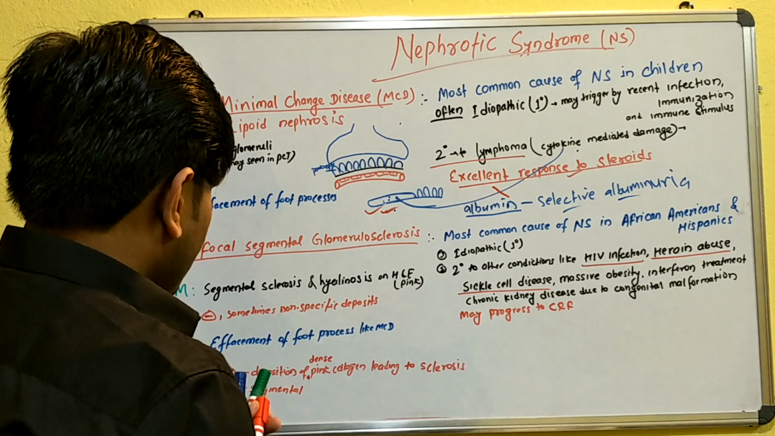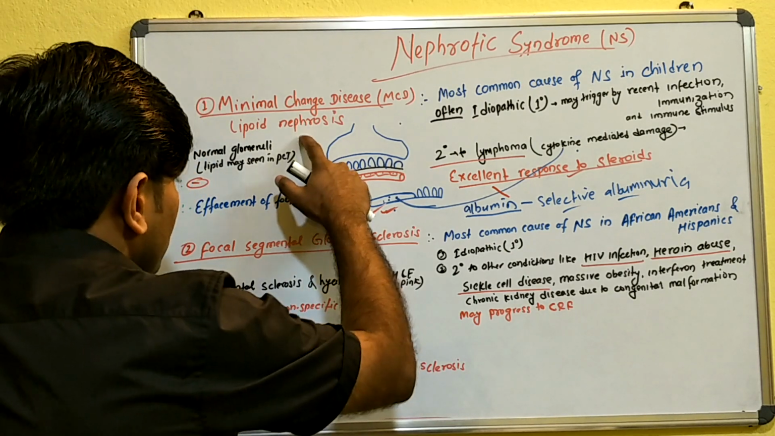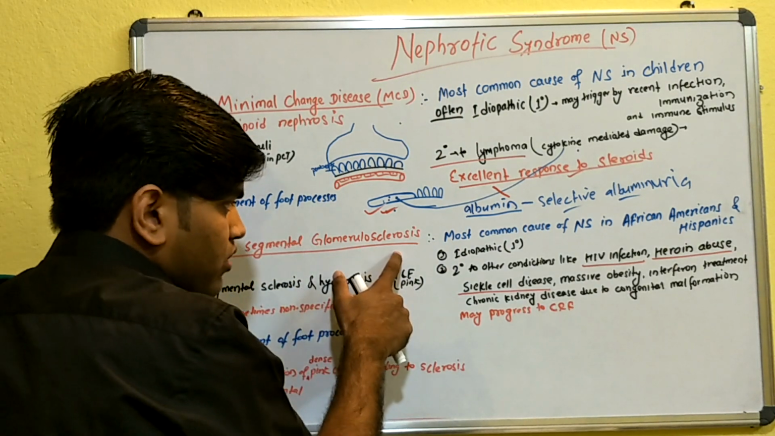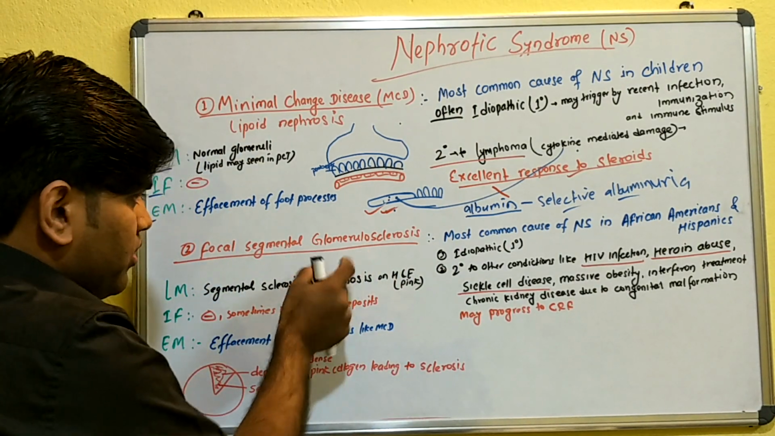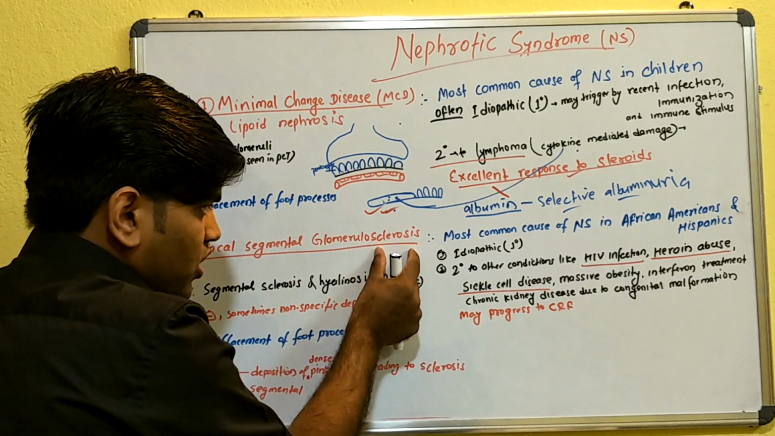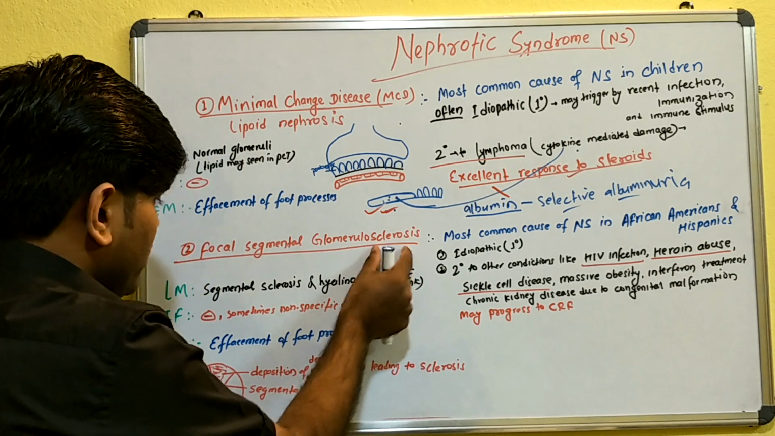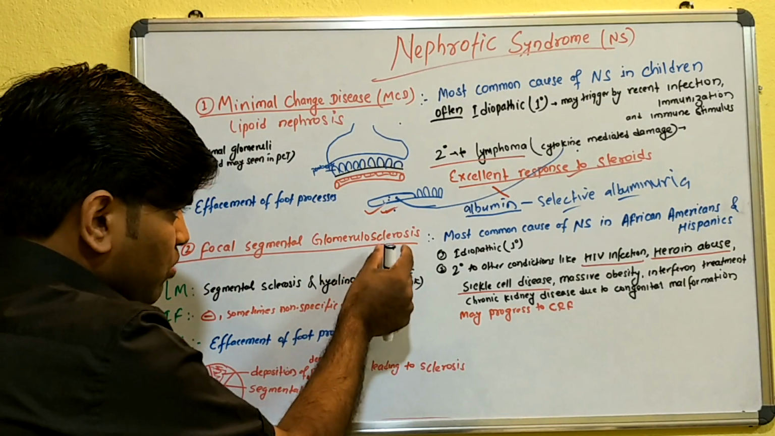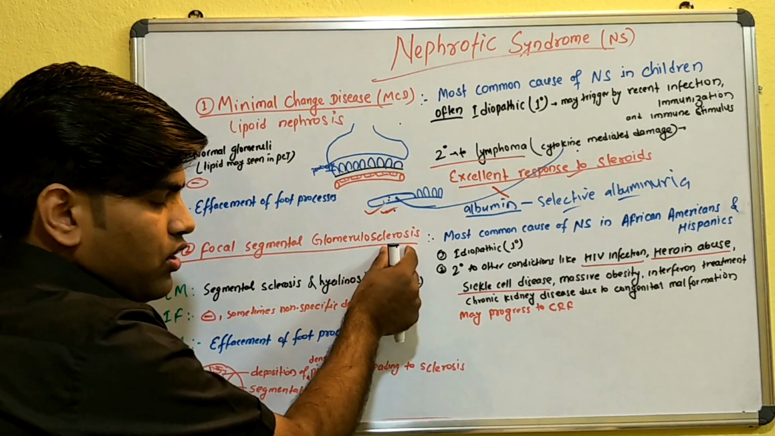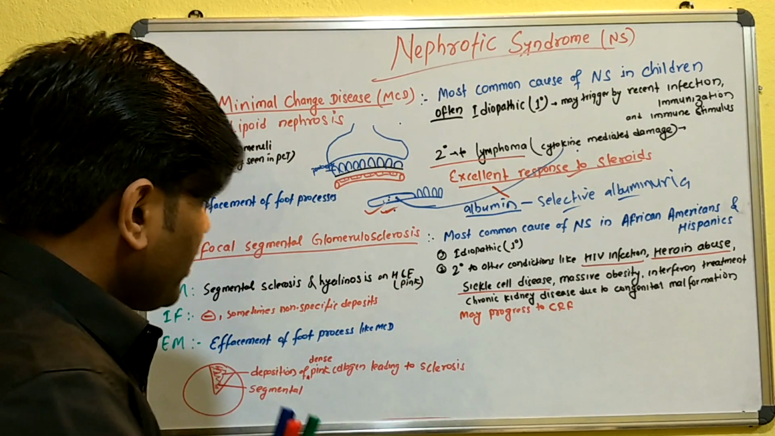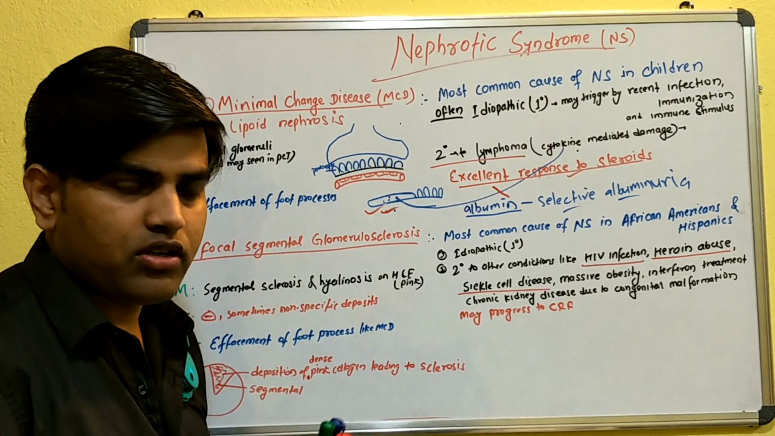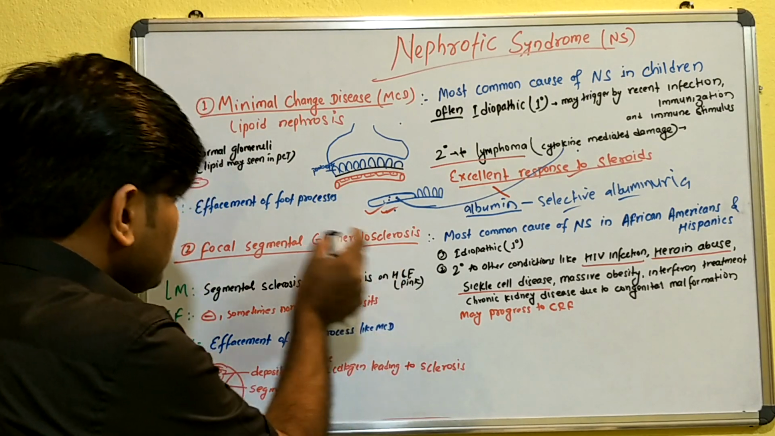Now coming to focal segmental glomerulosclerosis, there is another cause that is responsible for your nephrotic syndrome, and that is focal segmental glomerulosclerosis. The name indicates a lot of things. Look, they are saying glomerular sclerosis. So the normal glomeruli have undergone sclerosis. What is sclerosis? Sclerosis is deposition of dense pink collagen. So in the glomeruli there is dense pink collagen deposited. That you have to understand, and that deposition is segmental.